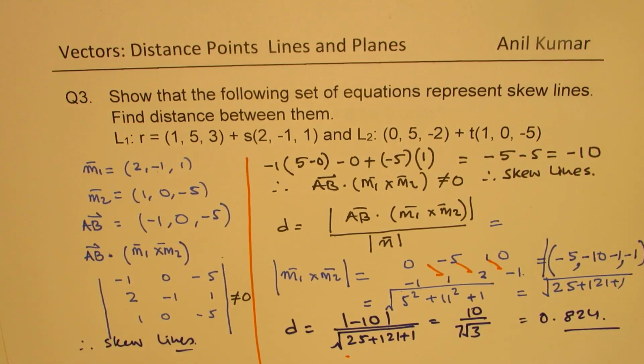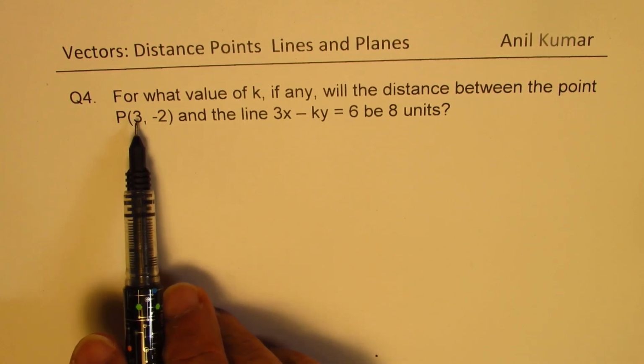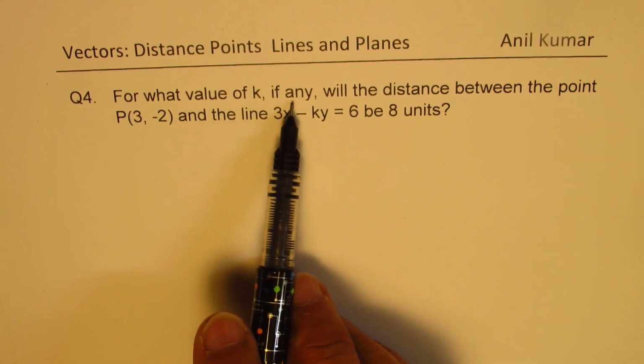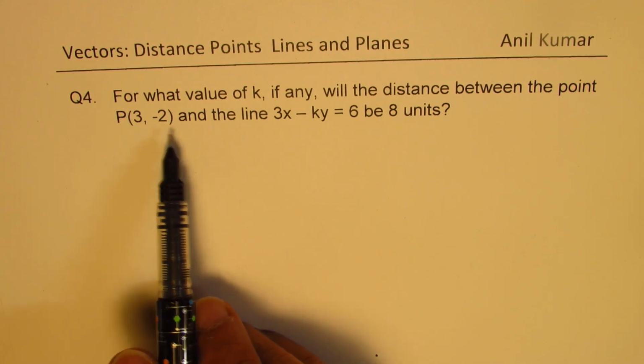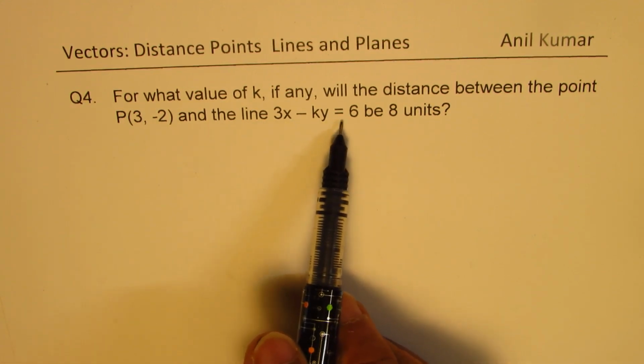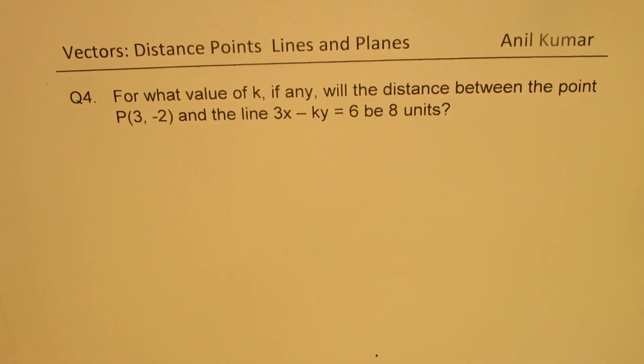Now let's move on to the next question. The question here is, for what value of k, if any, will the distance between the point P, 3, minus 2, and the line 3x minus ky equals 6 be 8 units? You can always pause the video, answer the question, and then look into my suggestions.